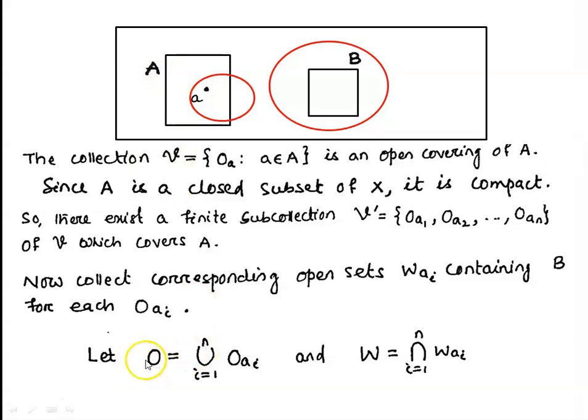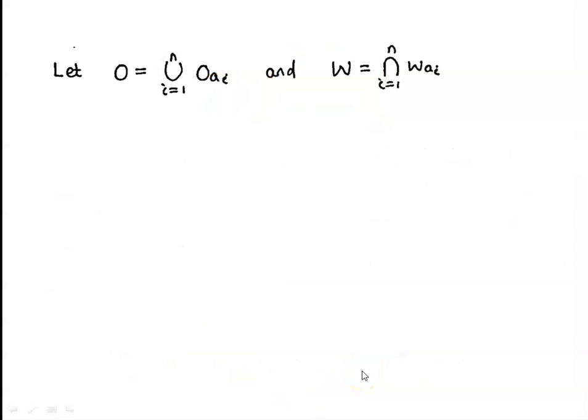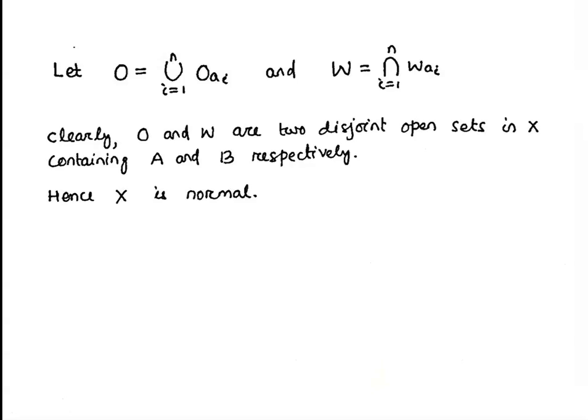So now we have two disjoint open sets. O and W are two disjoint open sets containing A and B respectively. Clearly, O and W are two disjoint open sets in X containing A and B respectively. Hence, X is normal. So every compact Hausdorff space is normal. This is all for this lecture. In the next lecture, we will study some variants of compactness like limit point compact and locally compact.